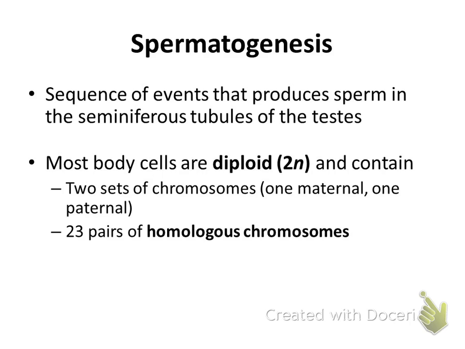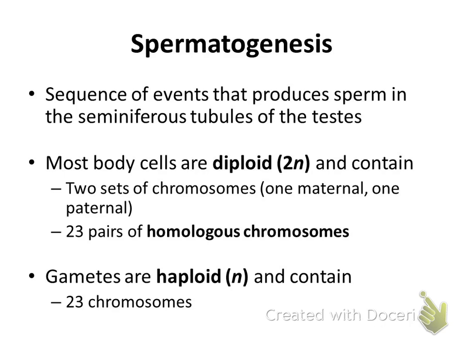So total, in human body cells, we have 46 chromosomes, 23 of which came from your mom, 23 that came from your dad. When gametes are produced, we have to cut that number in half. So the gametes will only be haploid. They'll have one copy.